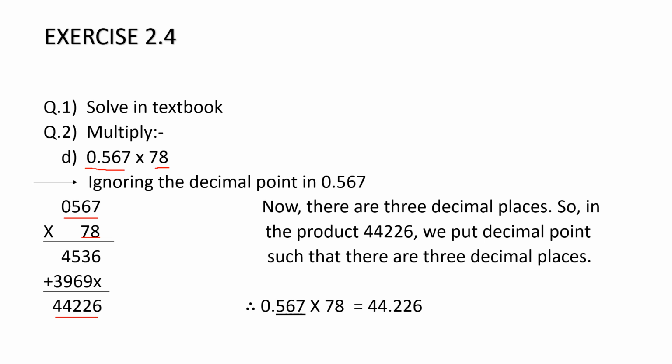Now what we'll do, we'll see how many decimal places are present over here. So how many decimal places are there? You can check over here 3 decimal places are there. So in the product also we'll put decimal point such that there are 3 decimal places. So we'll move from right to left, okay, and here we'll put our decimal point. Got it? So our answer is 44.226.